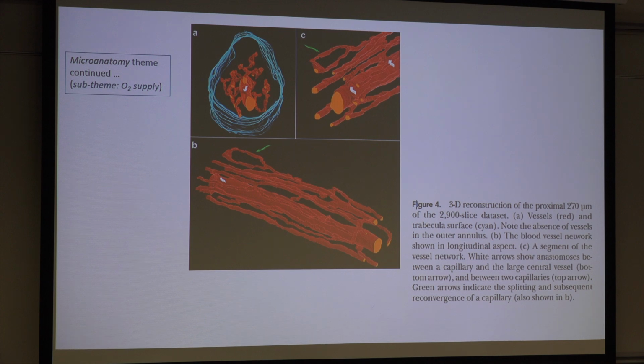We have no idea whether these are supply vessels or return vessels, that is, arterioles or venules, but we're taken by this funny little quirk in the capillaries here, where we do a loop-de-loop. Once again, thank you, Greg, for your input into that.